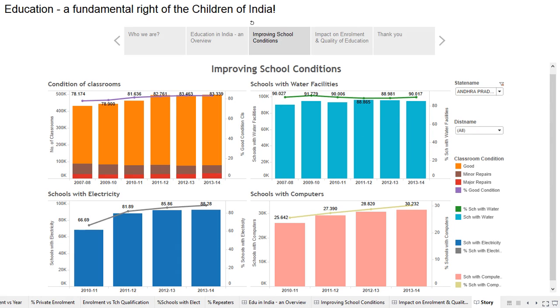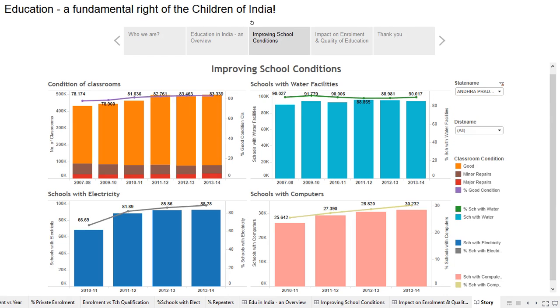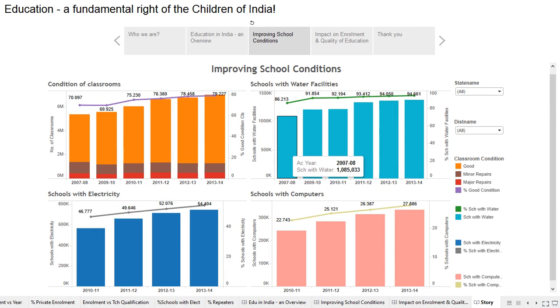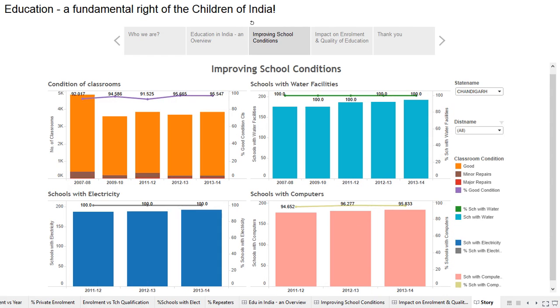How about the trend in terms of the schools with water facilities? This particular view is for the state of Andhra Pradesh. I can filter it and change it to the country. If I move it to the country, you find that there's been a significant increase from 86% schools providing water to about 94% schools providing water. I can again change it back for another state and the same trends would be visible.